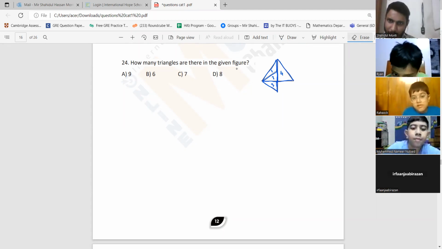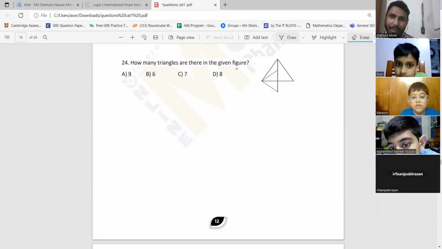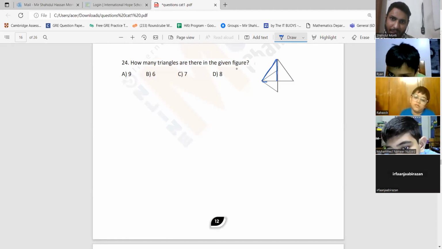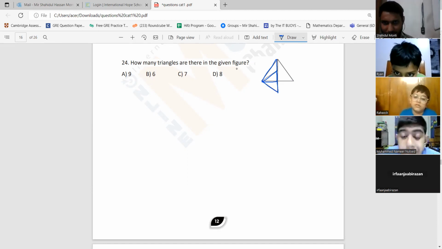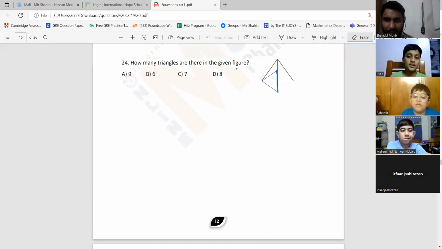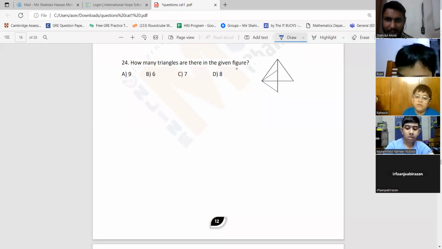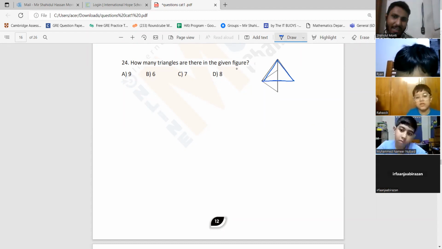Now, remember these 4. Now, I can go for 5 triangles here. This is another one. 6 triangles. So far, I have got 6 triangles. Remember this. 6 triangles. Now here I can make another one, 7. I can make this one, 7. Am I right? 7.